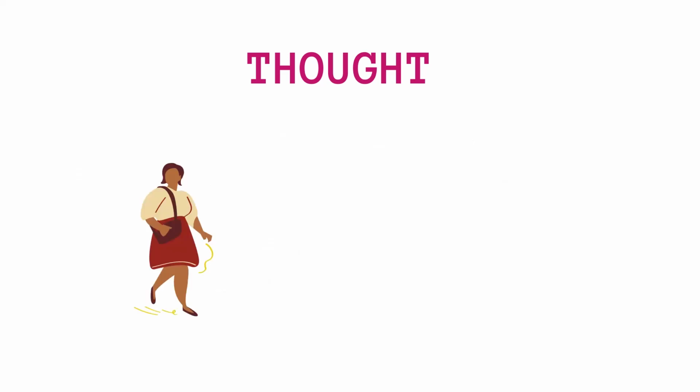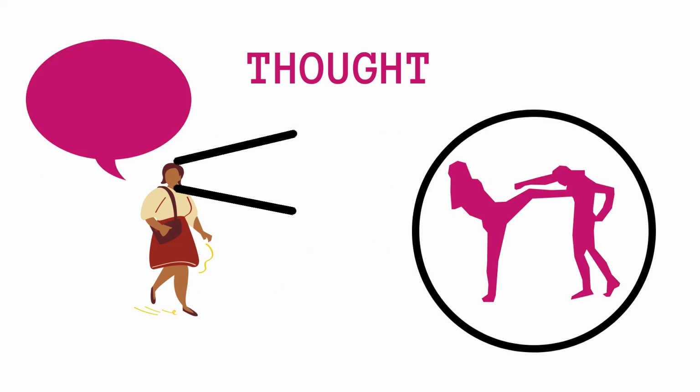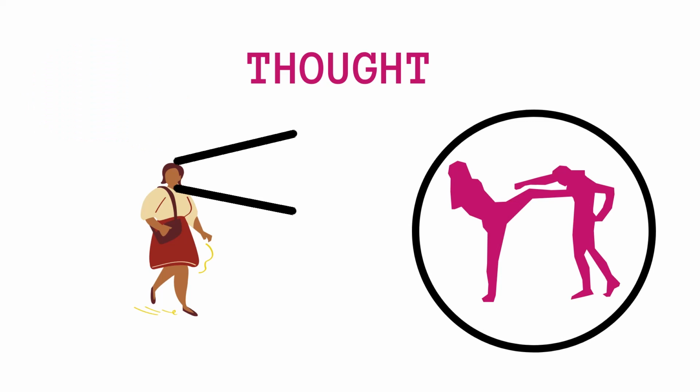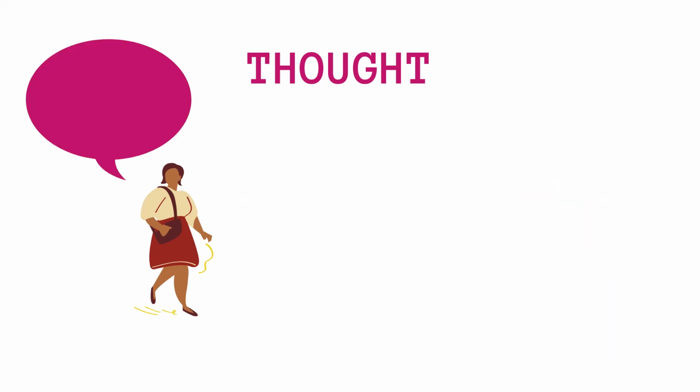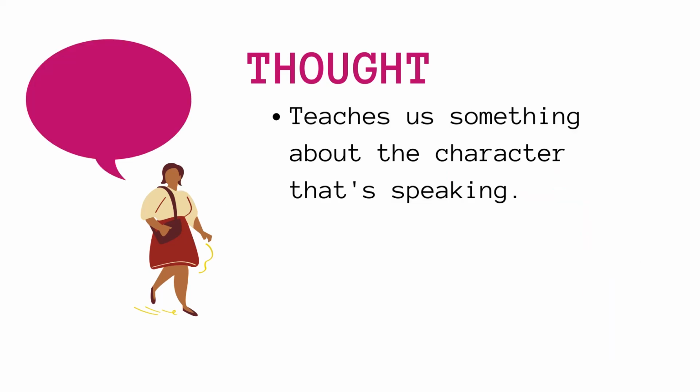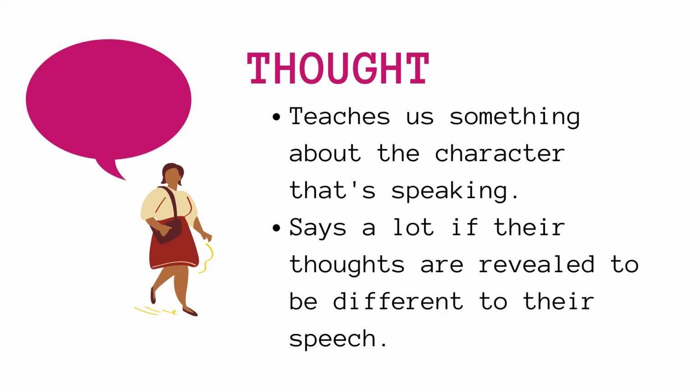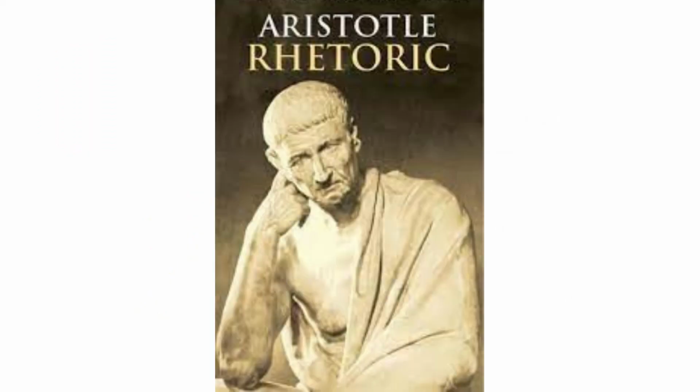Scenes should have the same POV as what the characters are saying or doing, but an action can show something without speaking. The effect speech has is to tell us something about the character that's speaking. It says a lot about a character if their thoughts are revealed to be different from what they say. Also with thought, you can apply everything in Aristotle's rhetoric.